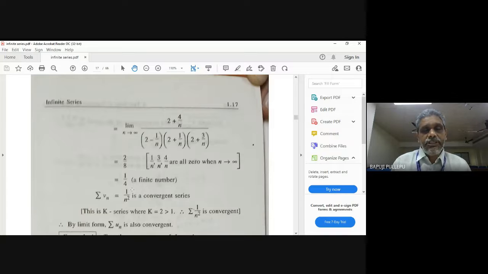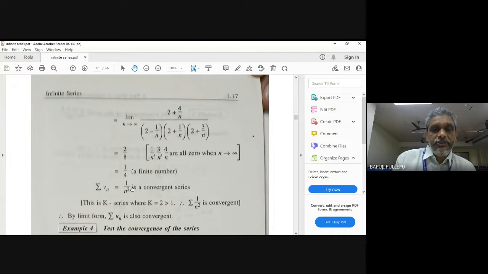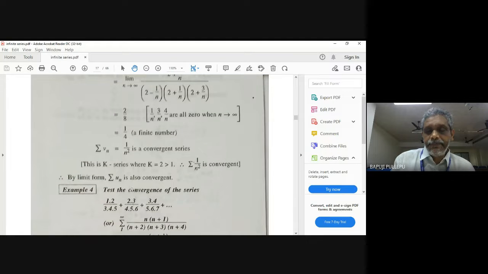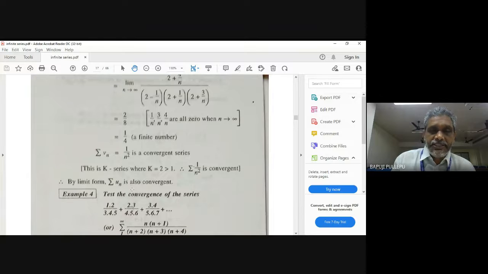k is equal to 2 means 1 square, 2 square, 3 square, greater than 1. Greater than 1 means 1 by n power p is convergent. So by the limit form, Un is also convergent. Depending on Vn only you are able to tell. Even if the limit comes, depend on Vn you can decide.